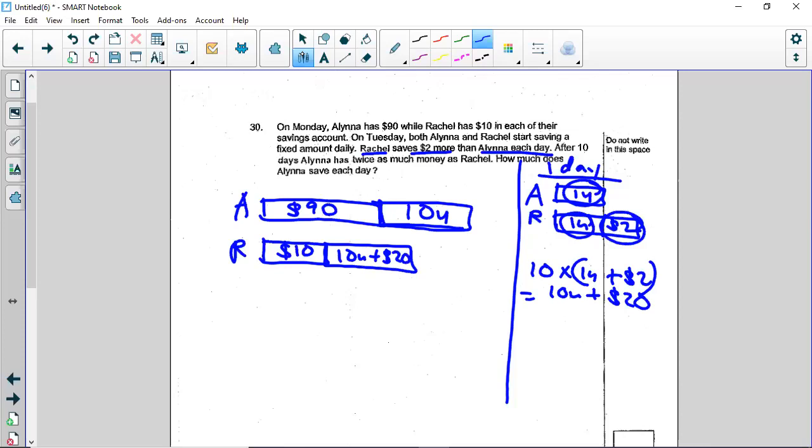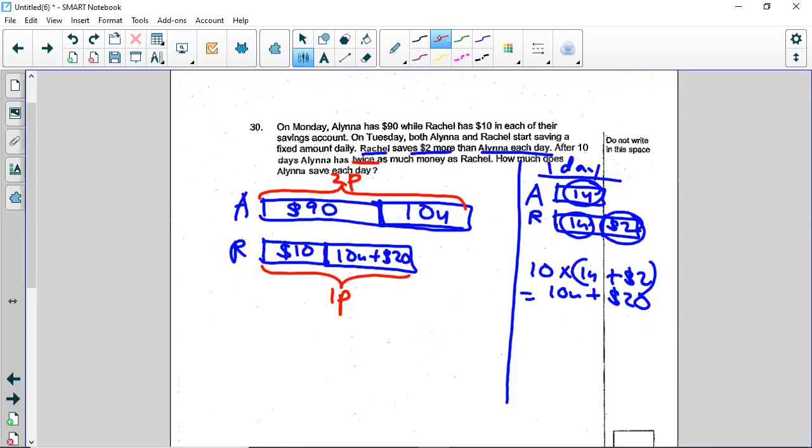All right, then what happened? In the end, after 10 days, Alina has twice. So you cannot call it 2 units because you already have units. So you call it parts, right? 2 parts and 1 part. Do you understand this part? You have to call parts and units. Okay, then you can solve it.